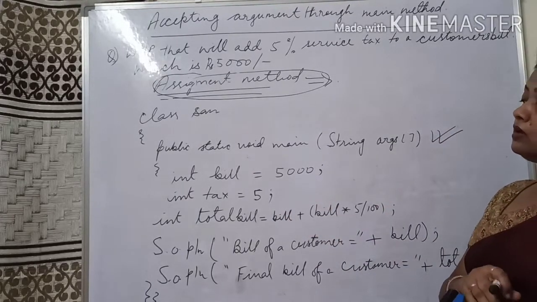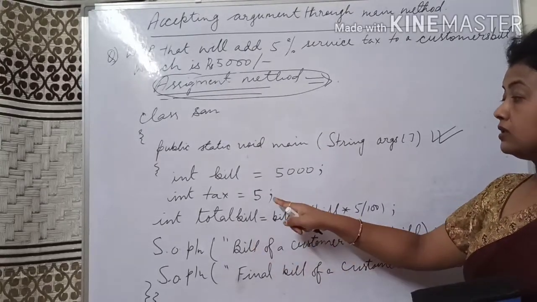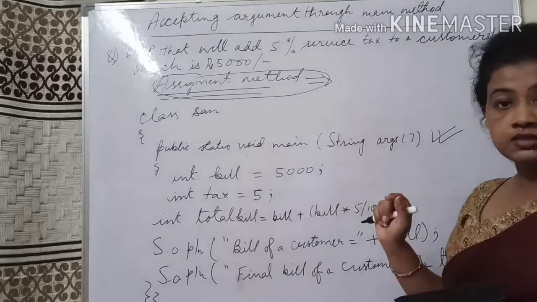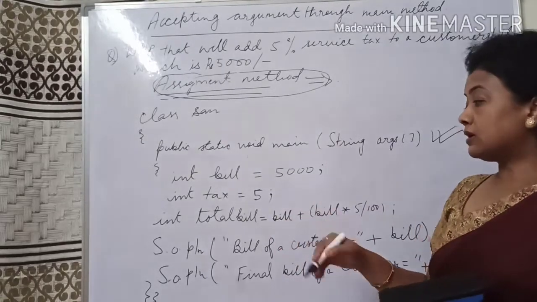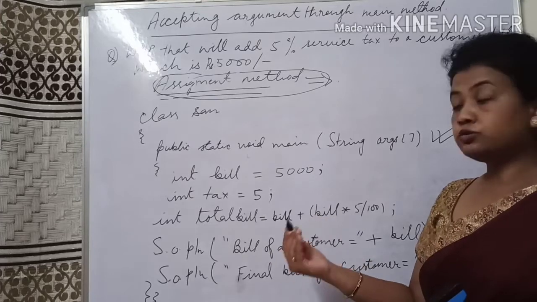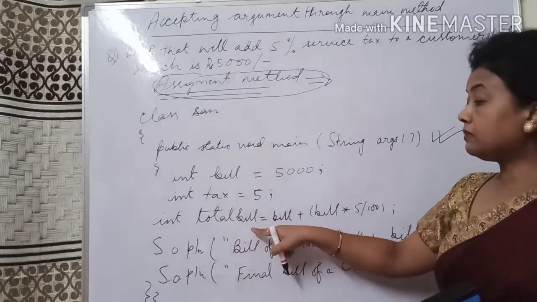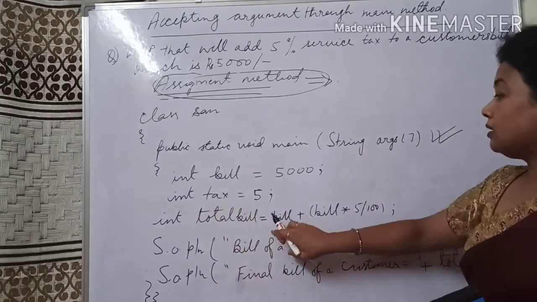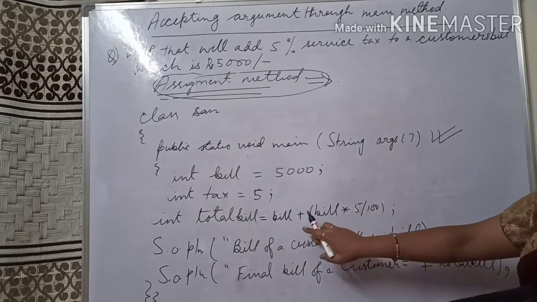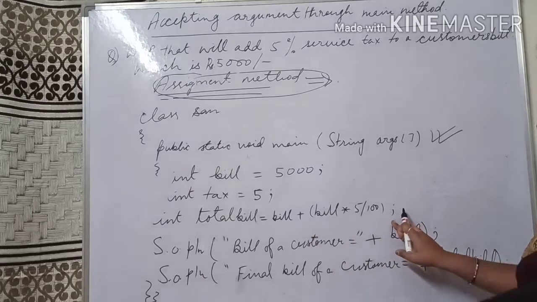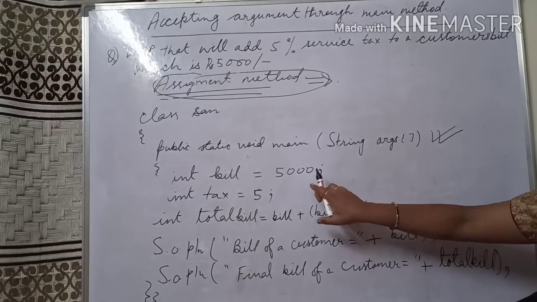Next, we need one more new variable to store the calculation, because we have to calculate the service tax and add this tax to the customer's bill. So we need one more new variable, and it is up to the programmer to give any name to their variable. In this case, I have taken total bill as my variable name, and again the data type is int. In this new variable, the calculation statement is written. Whatever calculation is done and whatever amount I get, that amount will be stored in this total bill.